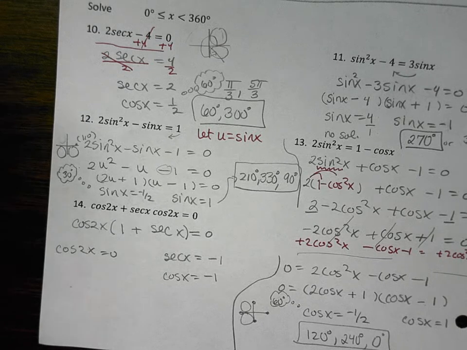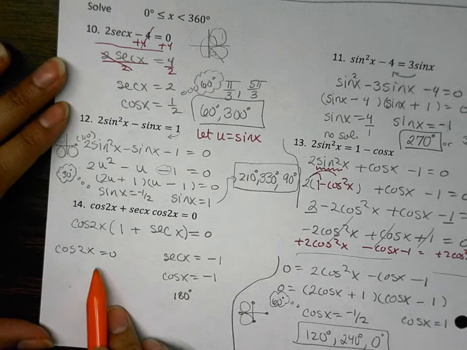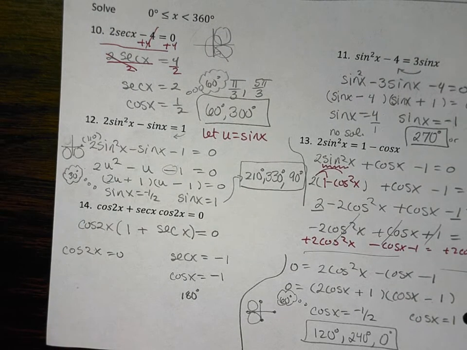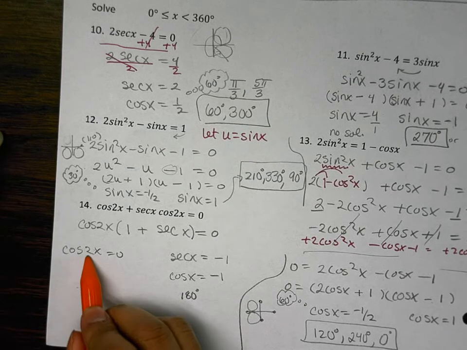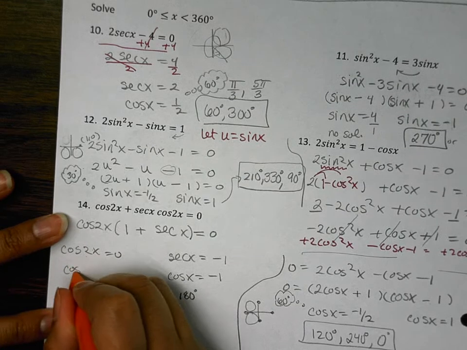Cosine of what angle is negative 1? When is x negative 1? 180. All right. What does this mean? This is the one that kids have been struggling with. We go around how many times? This right here, twice, 2 times.